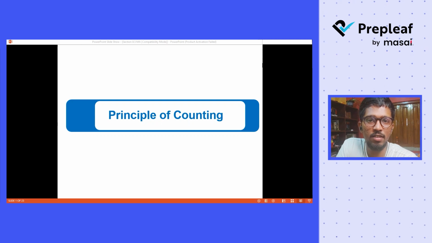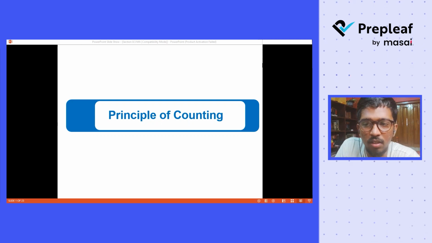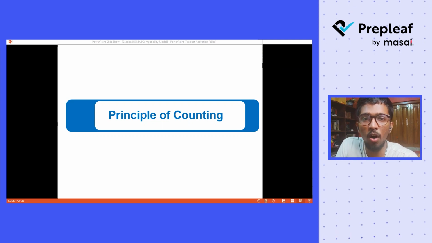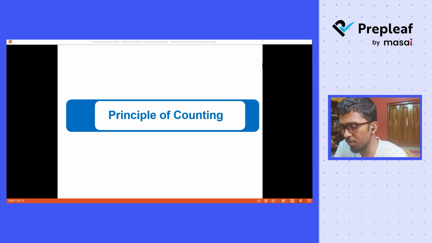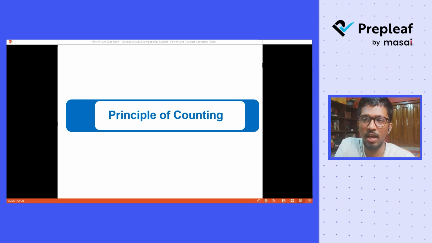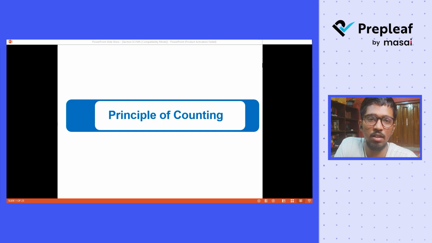For today, we have a very interesting topic that we call permutation combination. Before going to permutation combination, we have to understand one very interesting principle that we call the principle of counting. So what is the principle of counting? Today we'll first understand the principle of counting, as you can see on my screen.